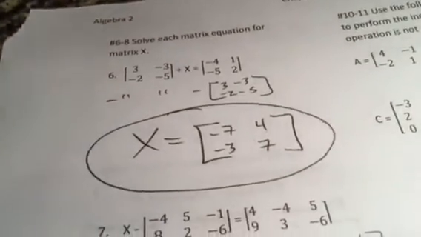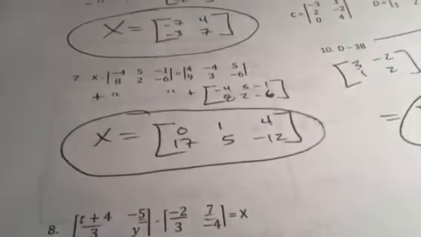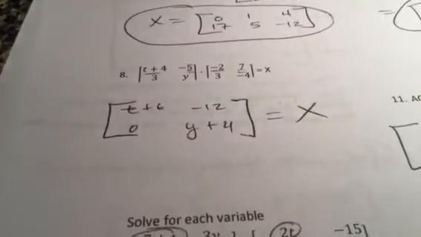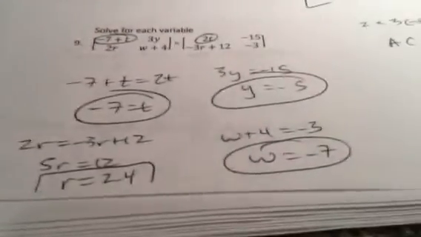Let's go to 26. Notice you're adding, so subtract the matrix. There we go. Notice you're subtracting, so add the matrix. Number 8. T plus 4 minus a -2, T plus 6. -5 minus 7 is -12, just correspond. 3 minus 3 is 0. Y minus a -4 is Y plus 4. All right, just solve for each variable.